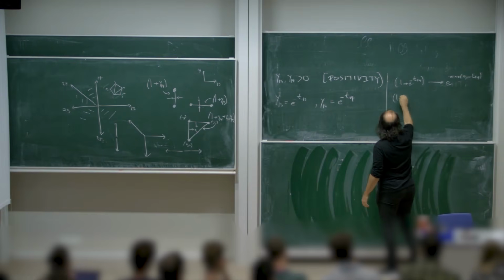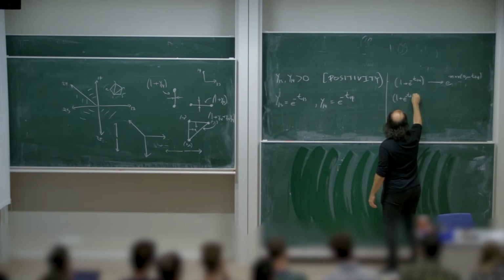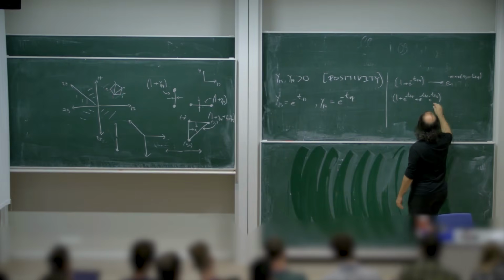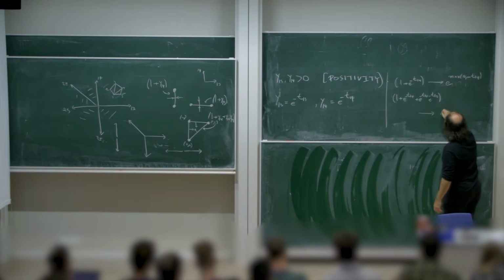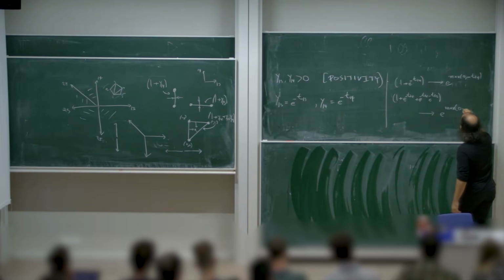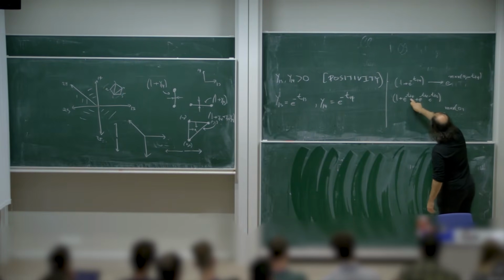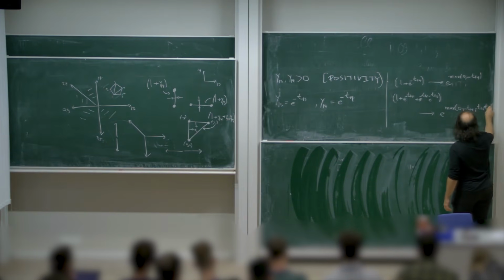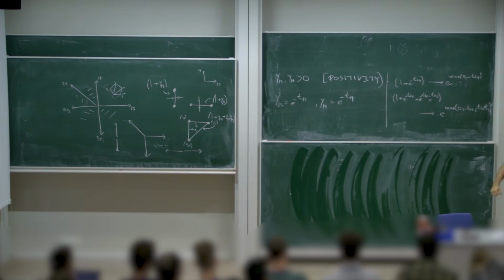Let's do the more complicated one. If we look at 1 plus e to the minus t14 plus e to the minus t14 e to the minus t13, this is going to go to e to the max. Well, either 1 dominates, or if minus t14 is the biggest, that will dominate, or if minus t14 minus t13 is positive, that will dominate. Okay, so there's really nothing to do here other than just put maxes everywhere.